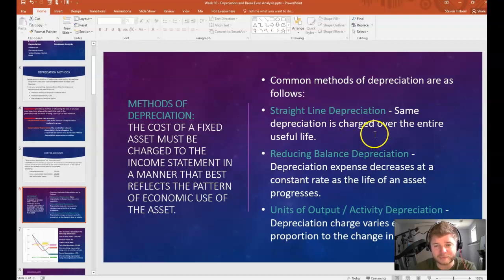We'll look at straight line depreciation, of course. It's the easiest to explain, and it's the easiest to do. We look at reduced balance depreciation, which decreases at a constant rate as the life of an asset progresses, and then the units of output, so based on how many hours or kilometers that we use on that particular asset, that's the amount it'll go down in value.